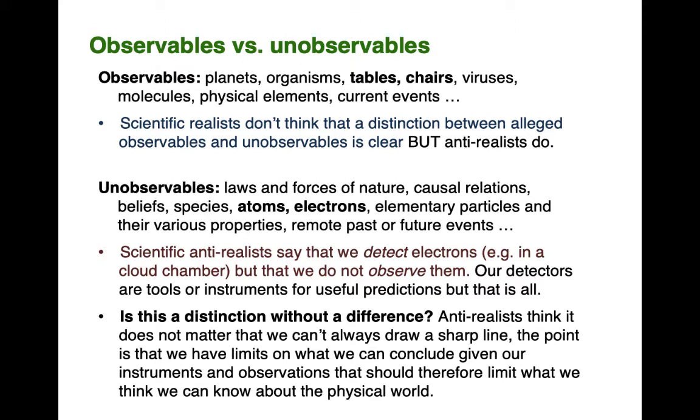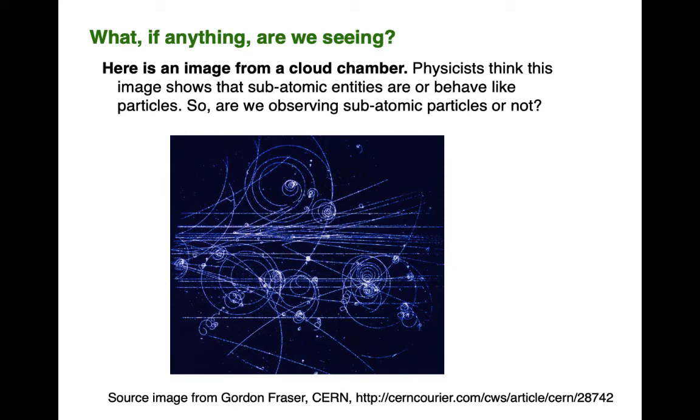Anti-realists think it does not matter that we can't always draw a sharp line between observables and unobservables. The point is that we have limits on what we can conclude given our instruments and observations that should therefore limit what we think we can know about the physical world. Fair enough. What, if anything, are we seeing? Here is an image from a cloud chamber. Physicists think such images show that subatomic entities are or behave like particles. So, are we actually observing subatomic particles or not?